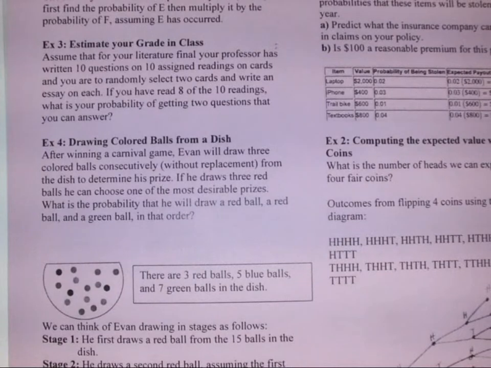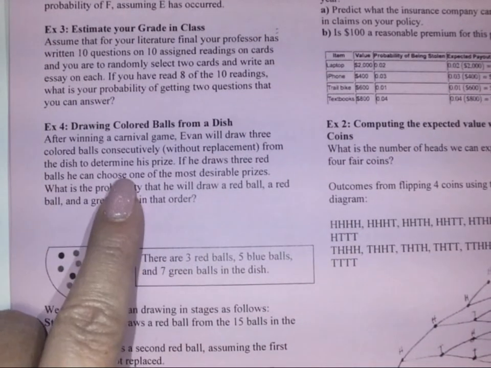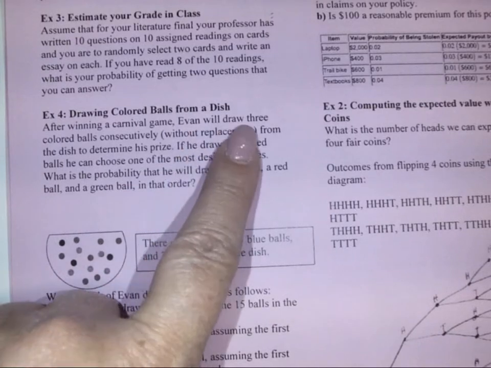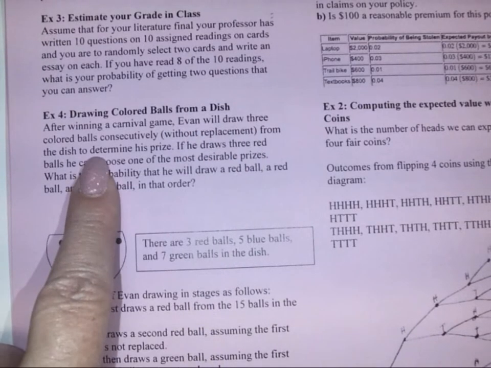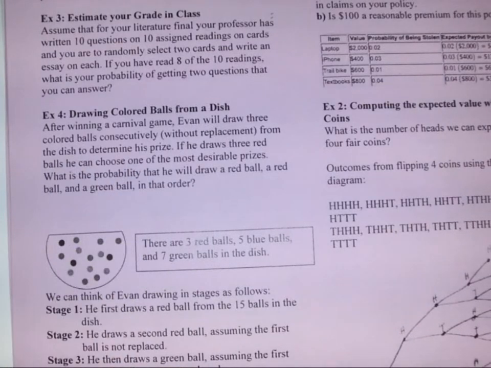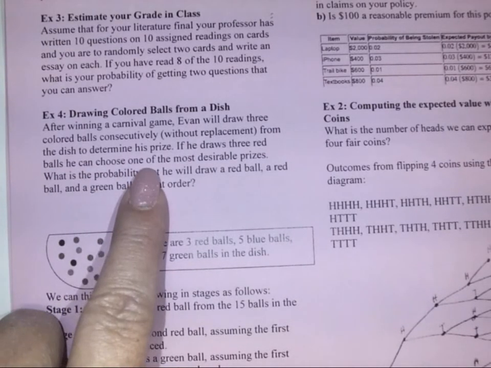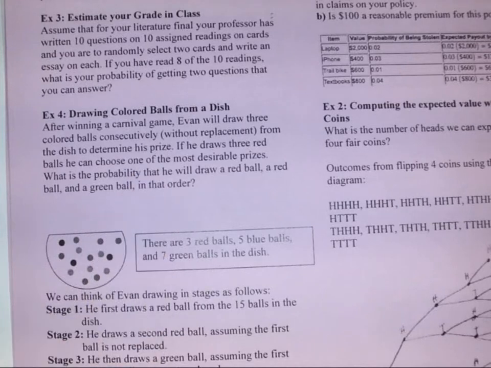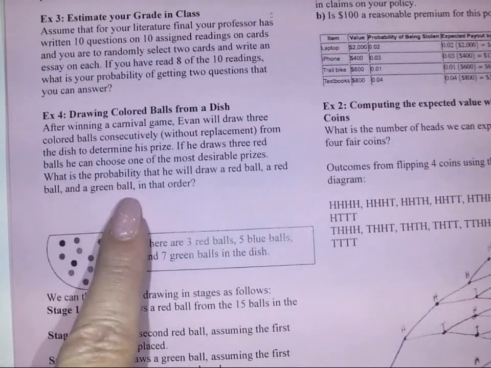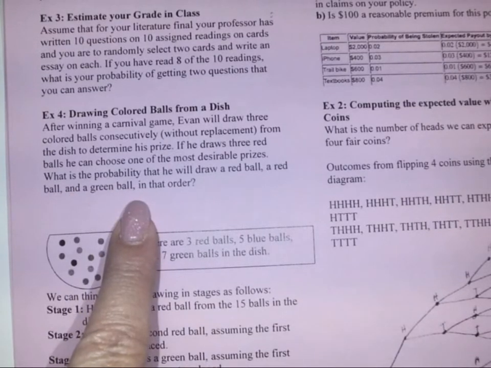We're drawing colored balls from a dish. After winning a carnival game, Evan will draw 3 colored balls consecutively without replacement from the dish to determine his prize. If he draws 3 red balls, he can choose one of the most desirable prizes. What is the probability that he will draw a red ball, and a green ball in that order?